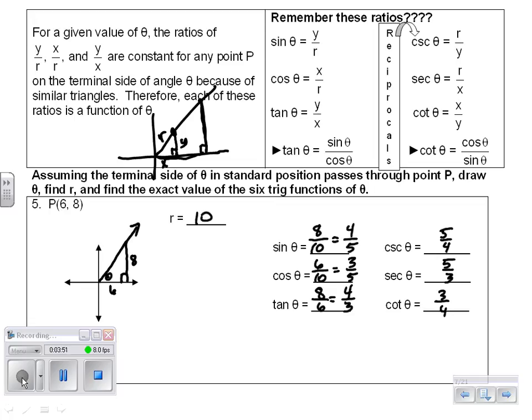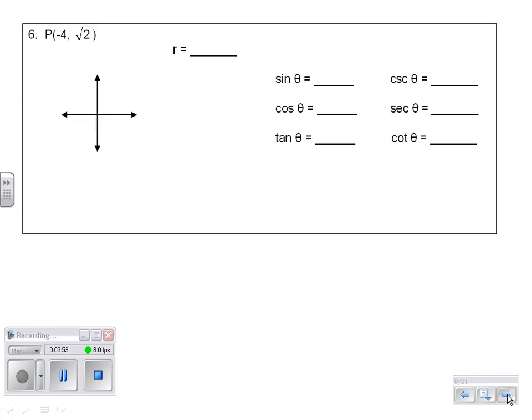All right. Now, on number 6, we have the point -4√2, which puts us in Quadrant 2. And don't worry about what the numerical value of square root of 2 is. Just put it out there and drop your perpendicular. So this is our theta. And we have to find r. So we say r squared is equal to x squared plus y squared.